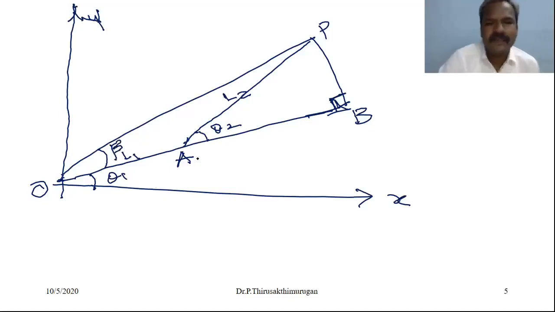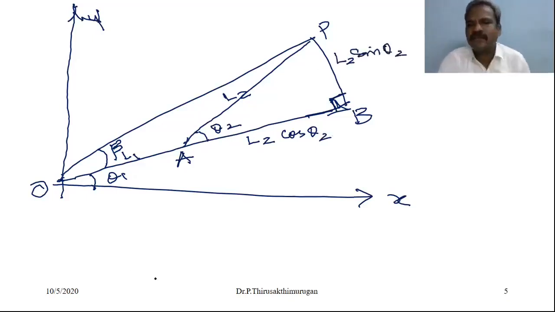So I'm making a right angle triangle here. This is link length L2. So what is this side? This side value is L2 cos theta 2. This side value is L2 sine theta 2. Am I right? So what is tan beta? This is L1, this is L2 cos theta.